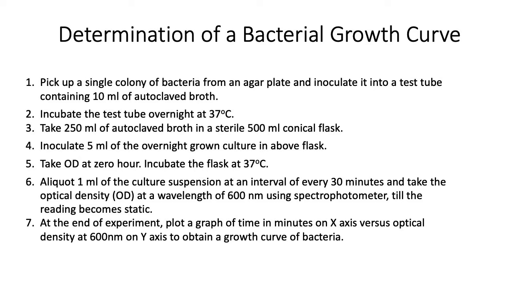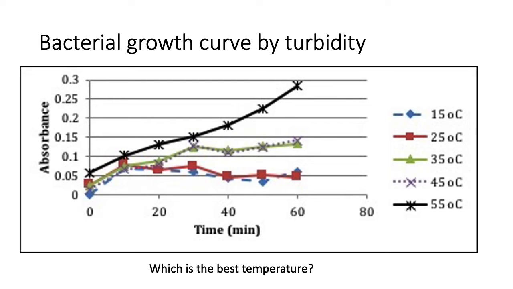The word aliquot means taking a small amount. So aliquoting something means you are dividing whatever it is into small quantities. And then you are going to obtain a graph in time. Let's just show you, this is real data from an experiment that was done in a class.